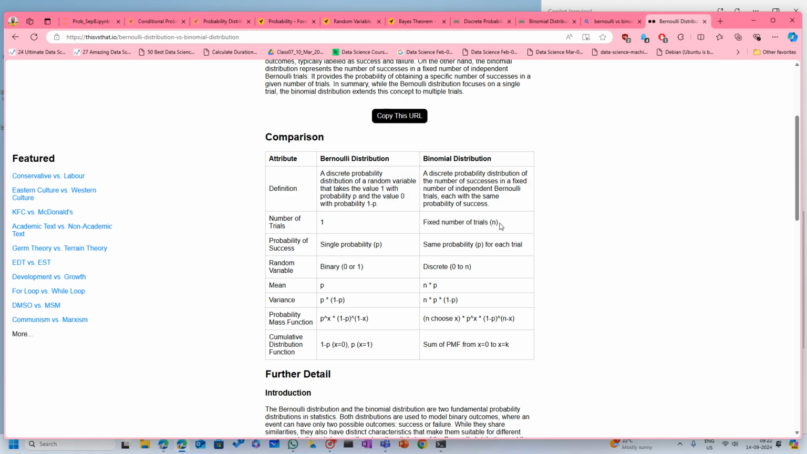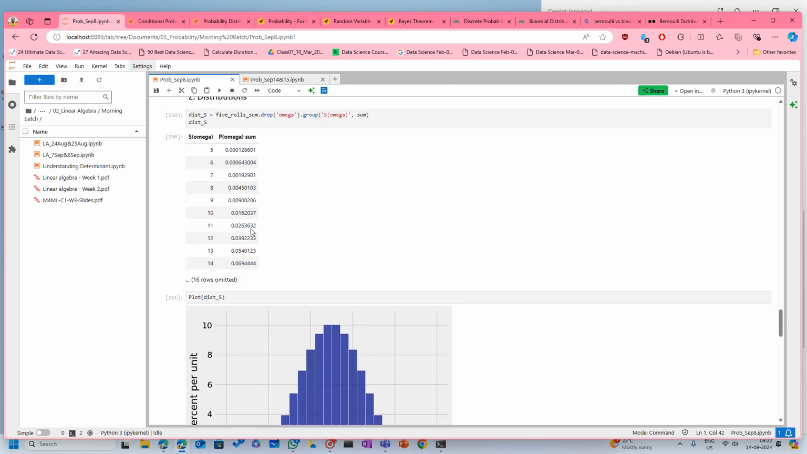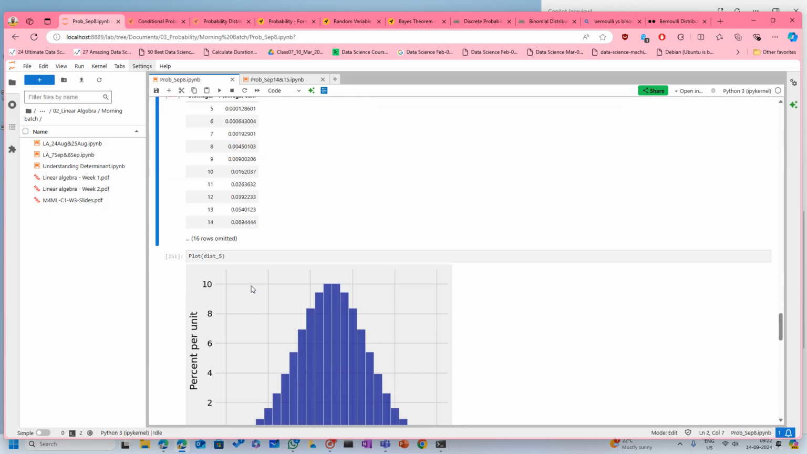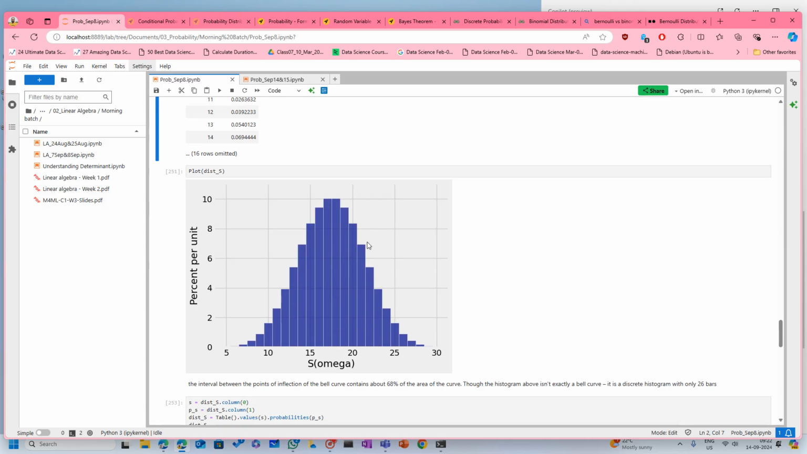So if you toss a coin only once, then it becomes a Bernoulli distribution, because here the number of trials is 1. Binomial becomes if you toss it multiple times. Let's just say 100 times. If you toss a coin, then you can calculate the probability, so that will give you a binomial distribution. And just like what we have done here, we have rolled the dice 5 times, and for each time we have calculated the sum. So this becomes a binomial distribution.